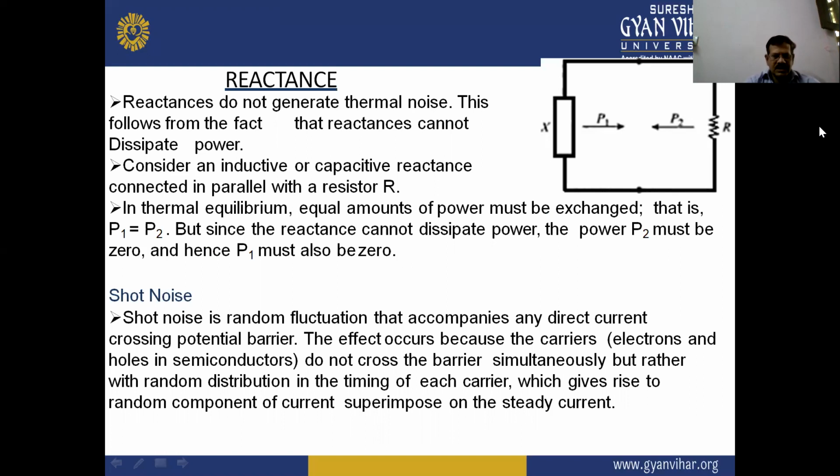Now we discuss shot noise. So what is shot noise? Shot noise is random fluctuation generated by any direct current crossing potential barriers. The effect occurs because the carriers, electrons and holes in a semiconductor, do not cross the barrier simultaneously, but rather with a random distribution in the timing of each carrier, which gives rise to a random component of current superimposed on the steady current.